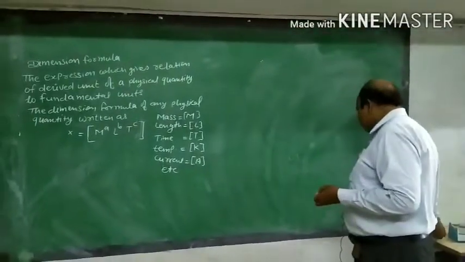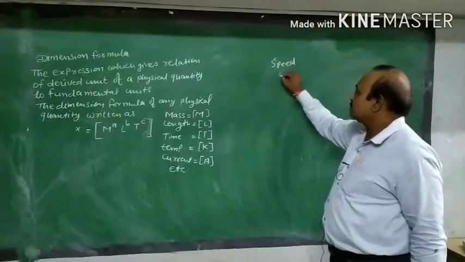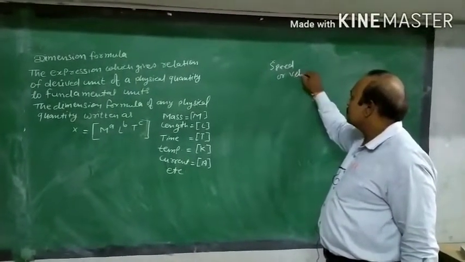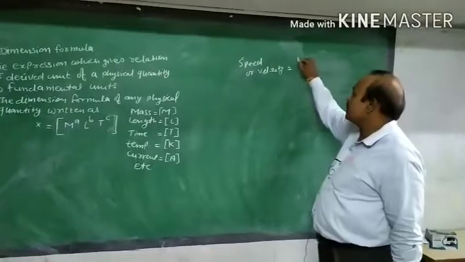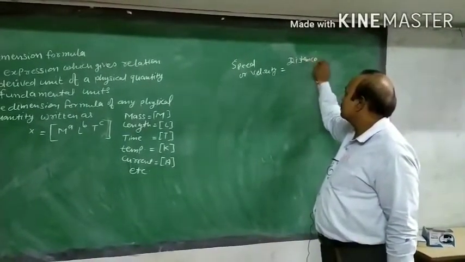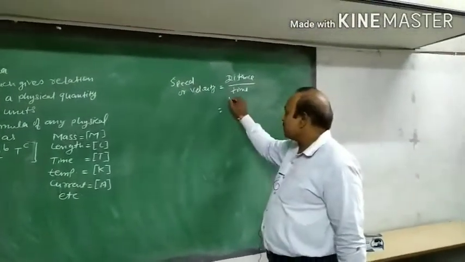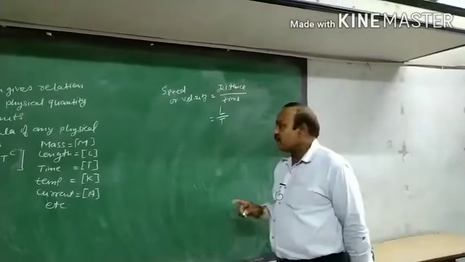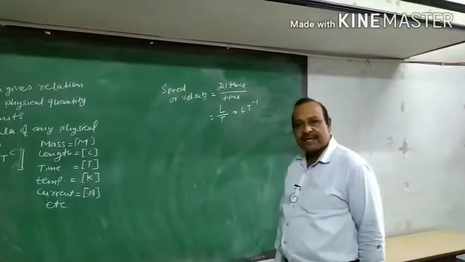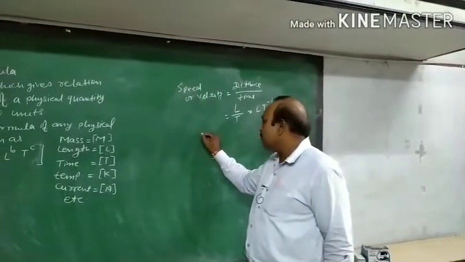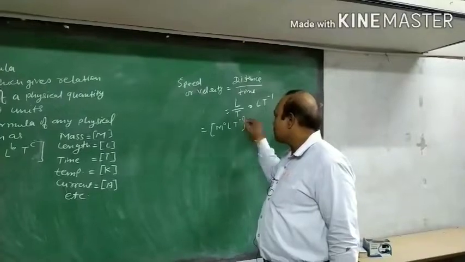Okay. In a similar way, we find the dimension formula of some other quantities, for example speed or velocity. You know that speed or velocity is the displacement or distance upon time. Distance is the fundamental quantity and it is represented by L. Time is capital T. Now we move the time to the numerator, we get T to the power minus 1. So the dimension formula of speed will be what? M0 L T to the power minus 1.